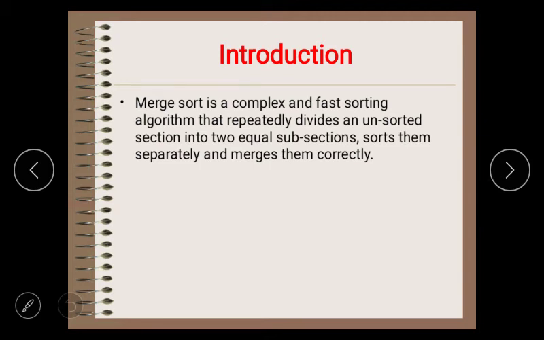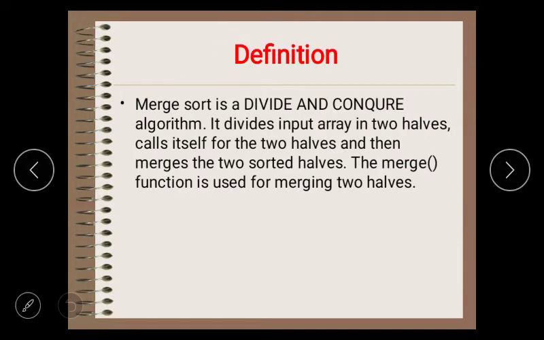Merge sort is a complex and fast sorting algorithm that repeatedly divides an unsorted section into two equal subsections, sorts them separately, and merges them correctly. So we'll see the definition of merge sort. Merge sort is a divide and conquer algorithm. It divides the input array into two halves, calls itself for the two halves, and then merges the two sorted halves using the merge function. There are mainly three steps involved: divide, conquer and combine.